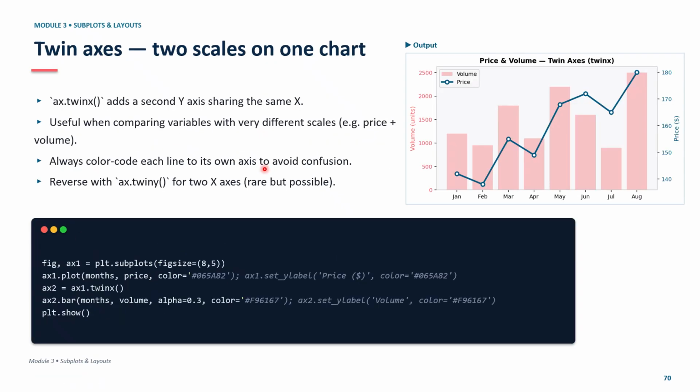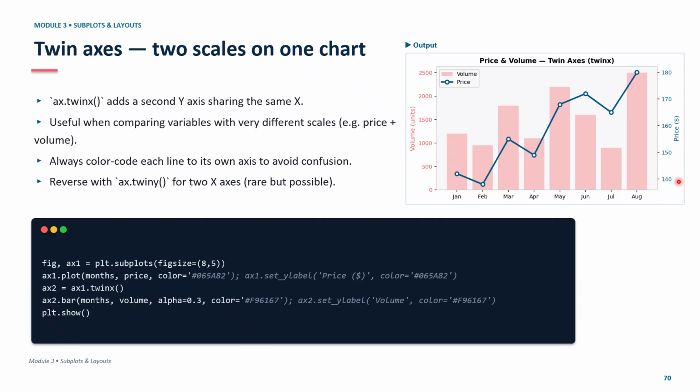And there is something called the twin axis, which is one of the most visually powerful and most easily misused features in matplotlib. This slide will explain what it is, how it works, and the critical rule for using it correctly. What problem can the twin axis solve? Sometimes you want to compare two variables on the same chart. For example, here you have the months January to August, and you have two variables: volume and price.